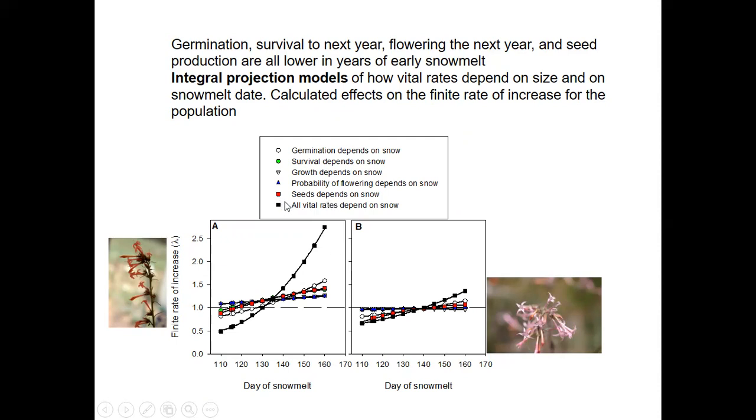And if you put together the measured way that all of these vital rates depend upon snowmelt date in the spring, there's a very strong relationship between the predicted finite rate of increase and the day of snowmelt. And these other lines on the graph indicate how much it would change if only one of those vital rates were allowed to depend on snowmelt. And again, we see this for Ipomopsis aggregata. We also see this for hybrid populations.